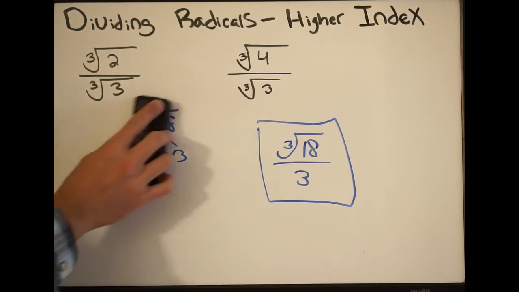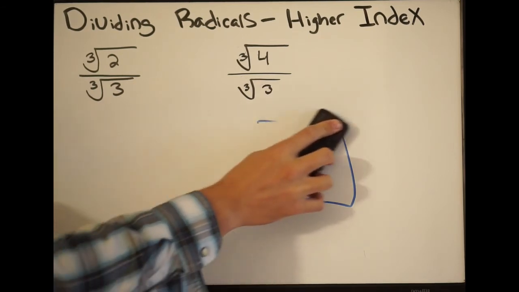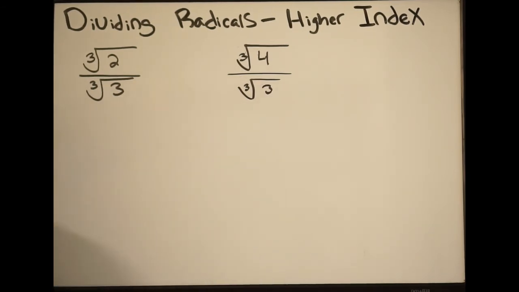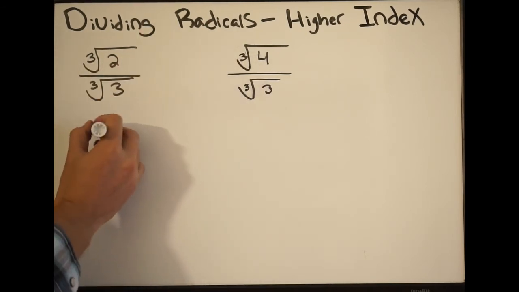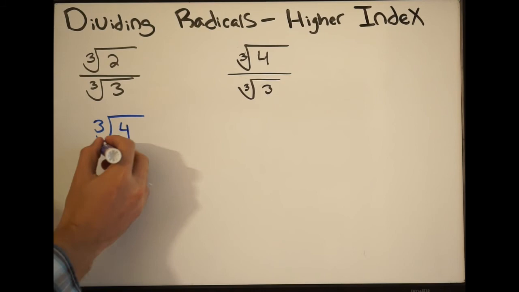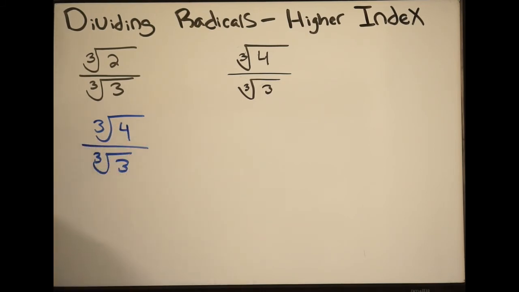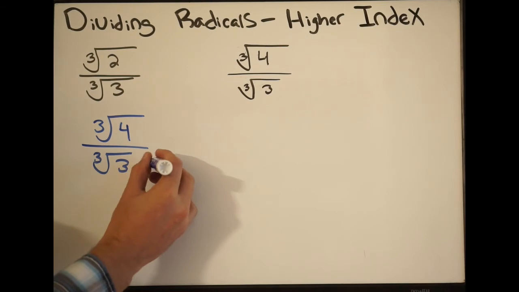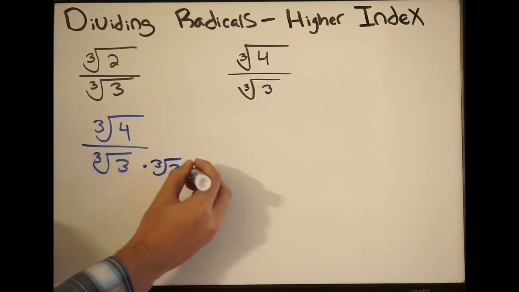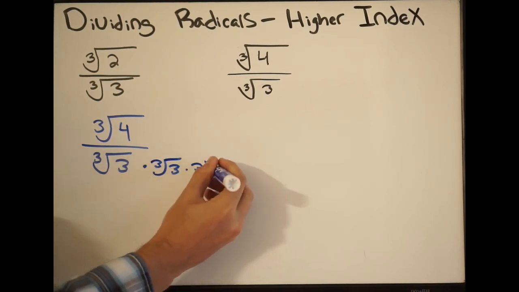So just erasing this. Okay. And we get the following. So we have the cube root of 4 all over the cube root of 3. So same thing, look at my index, it's 3. In order to get rid of this cube root of 3, because again, it doesn't simplify down to an integer, it's irrational, we need to multiply it by itself 3 times. So we're going to do the cube root of 3 times the cube root of 3.